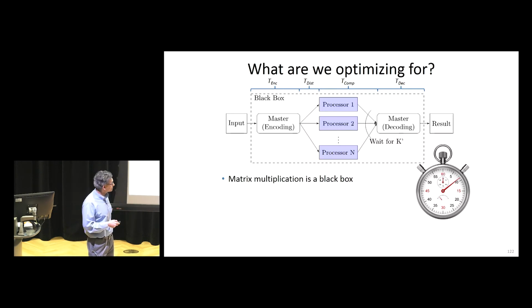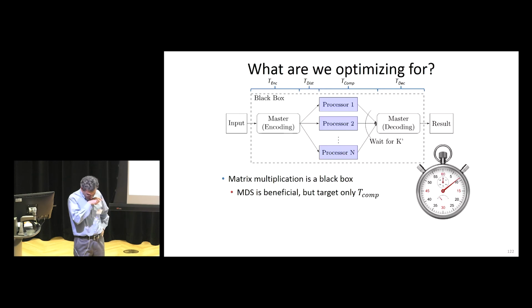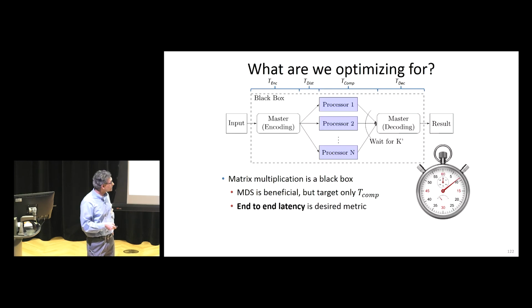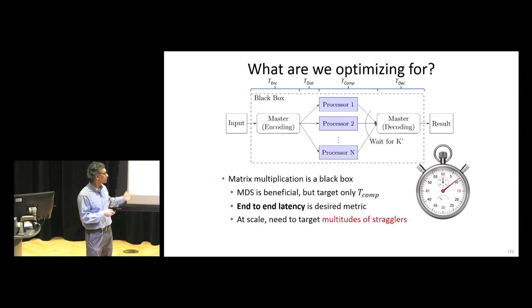So let's think of matrix multiplication as a black box. Word of caution is that if you use a Reed-Solomon code or something, that only targets the computational aspect of this complete sum. And oftentimes, that is not going to win. The end-to-end latency is not given by the best code. And so there's some sort of optimization involved in what code you want to pick.